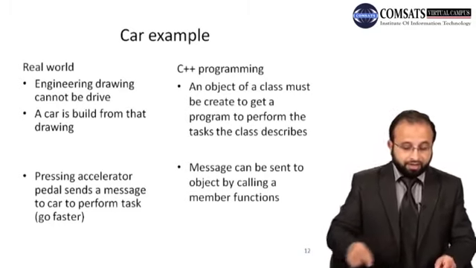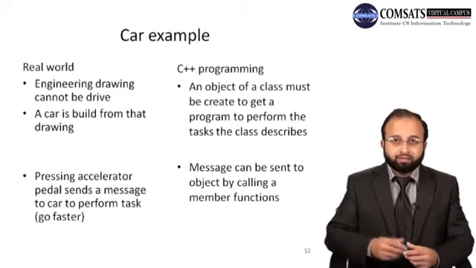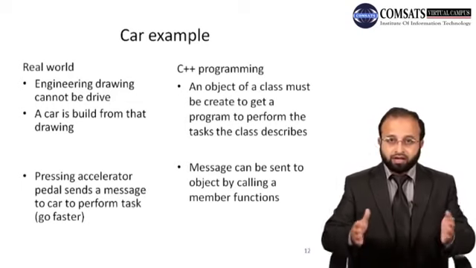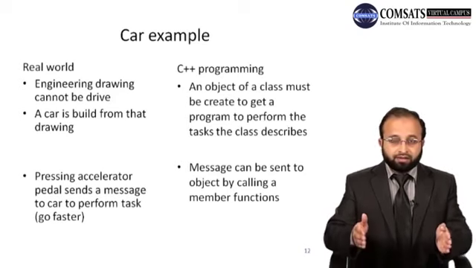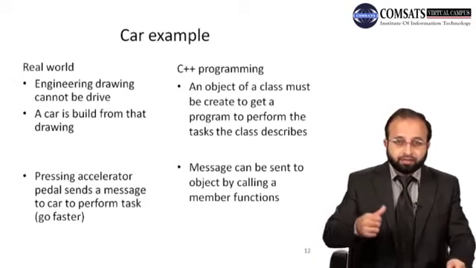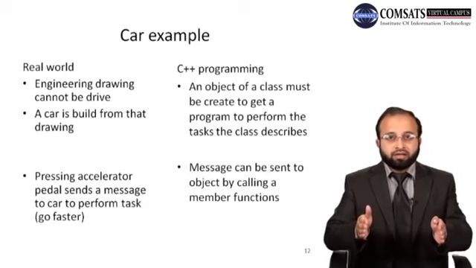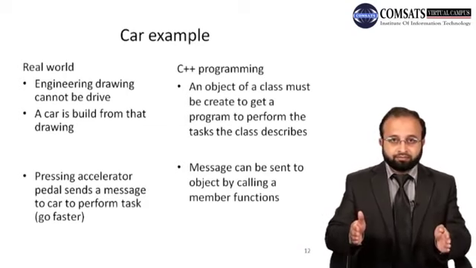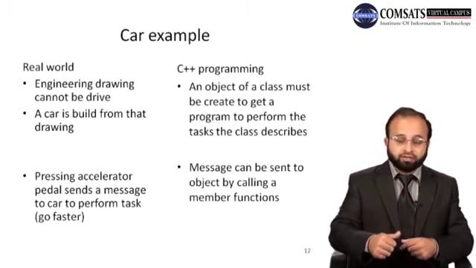So basically, what is happening here in the real world? Pressing the accelerator pedal sends a message to a car to perform a task. Which car's accelerator pedal will you press? You will press the pedal of some car, right? There must be some car that exists, and you press the pedal of that car and that car goes faster. So this means that if I say a car is an object, my car is an object. If I press the pedal of my car, it goes faster.